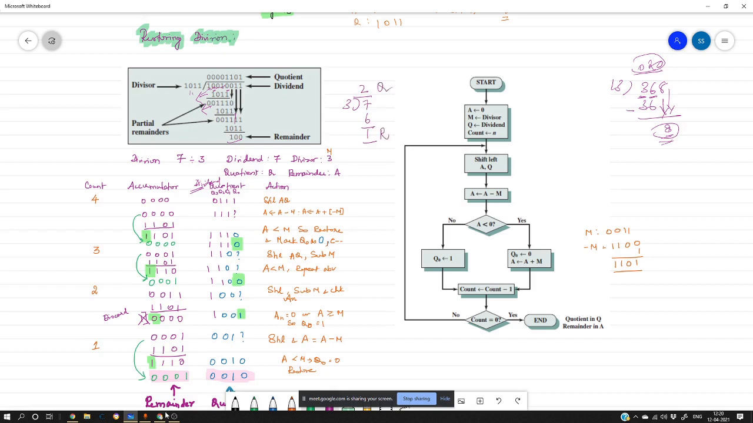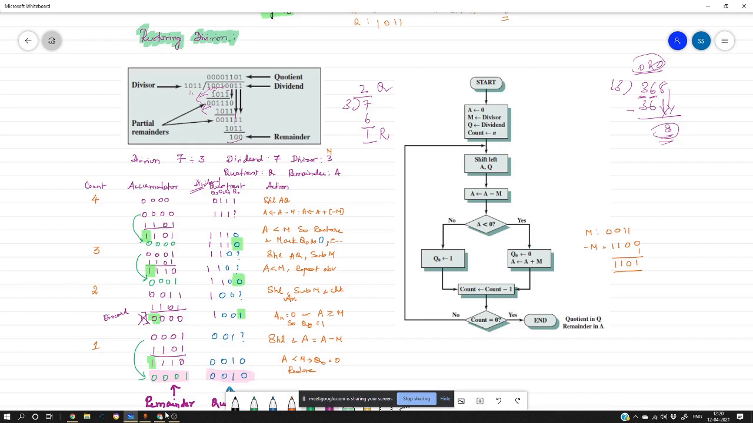Let's check whether we are getting this quotient and remainder correctly by applying this algorithm. Here the dividend is 7, the divisor is 3, and the dividend is moved into the quotient register. The divisor is moved into the M register. You could see it here: the divisor is moved into the M register and the dividend into the Q register.